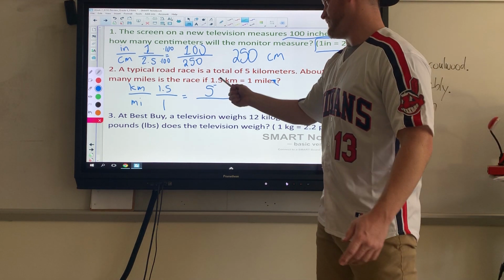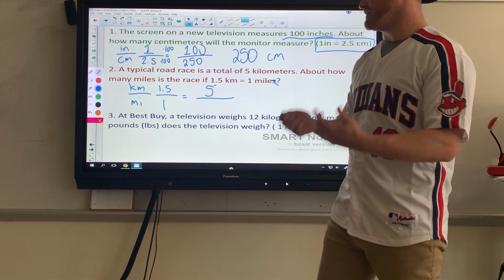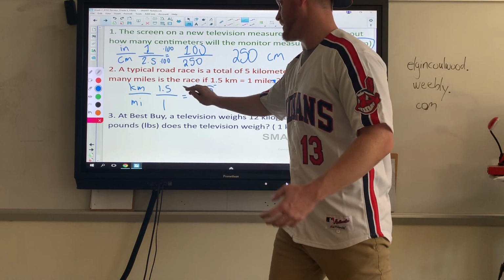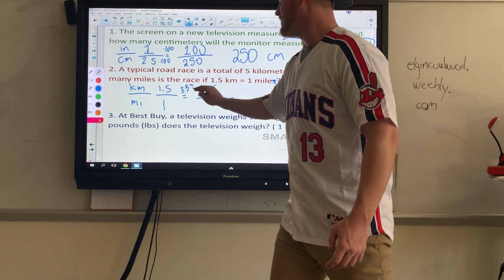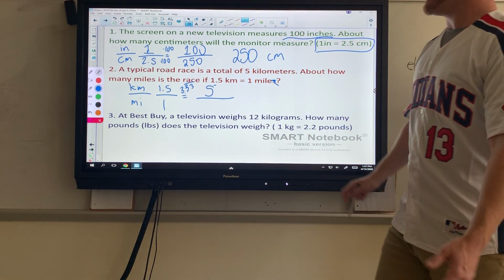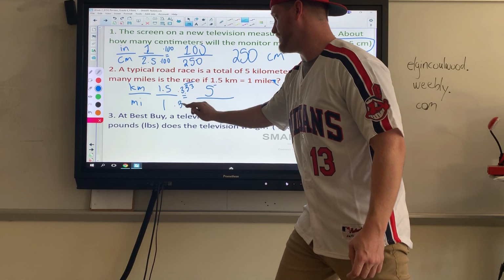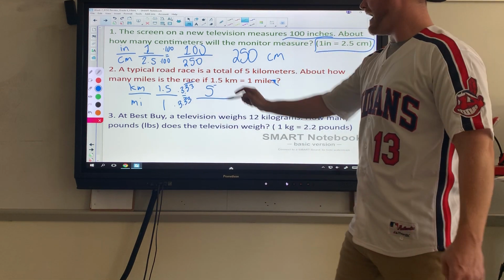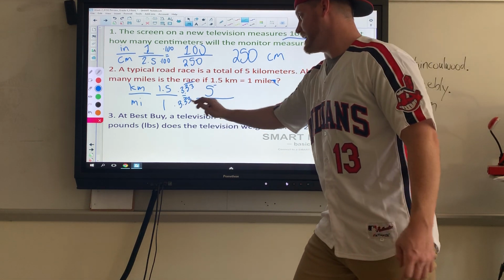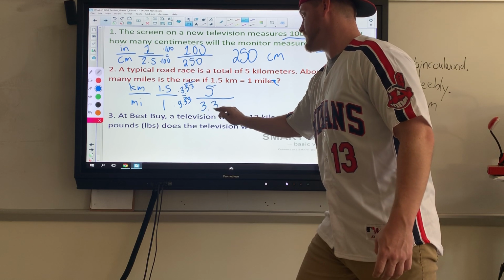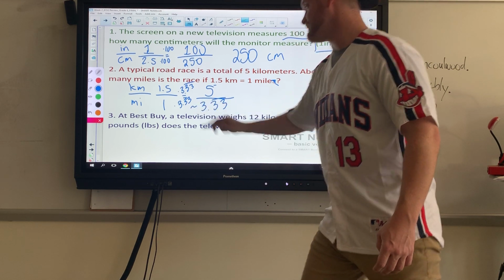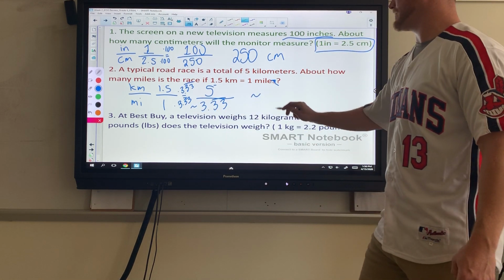I would work backwards and do 5 divided by 1.5, which gives me about 3.33 or 3 1/3. Remember the line indicates it's repeating, so if I'm multiplying the top by 3.33, do the same to the bottom. So we know that a 5 kilometer race, 1 times 3.33 is going to give us approximately 3.33. So you'd say, remember the squiggly line means approximately.